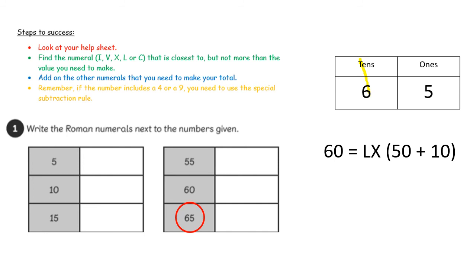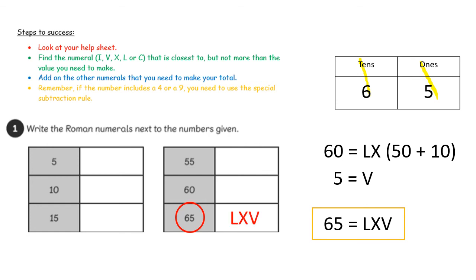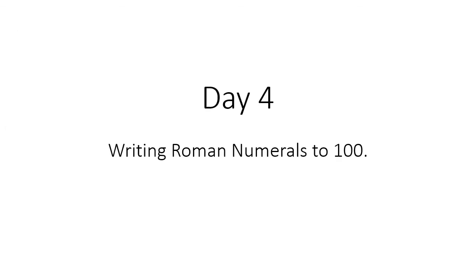Now let's look at the ones column. We've got 5 and we know that 5 is just V. Okay, so let's put them together. 65 is LXV. Okay, and you need to do that for the rest of your sheet.